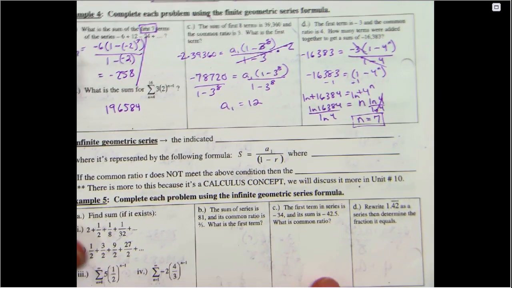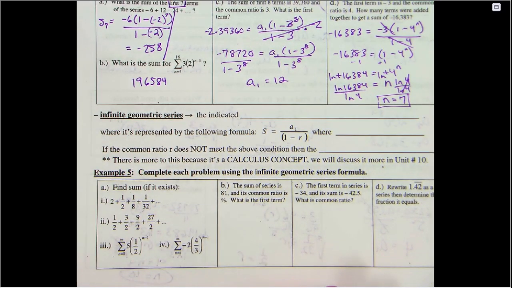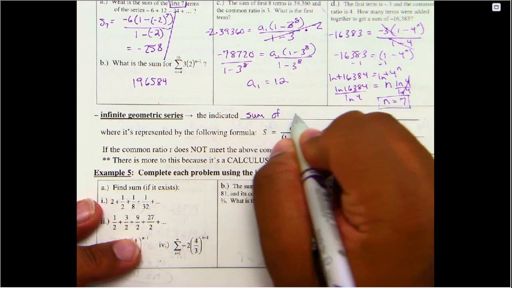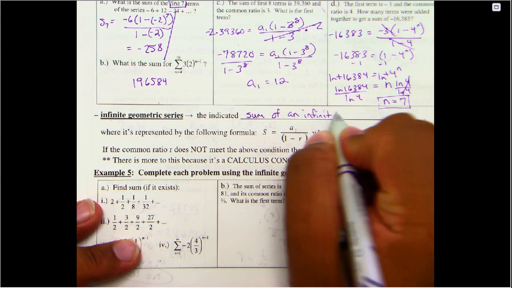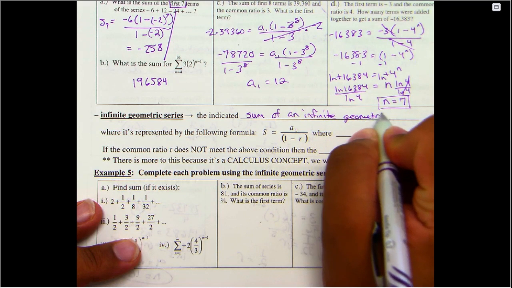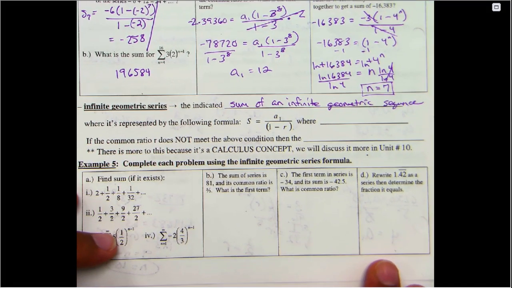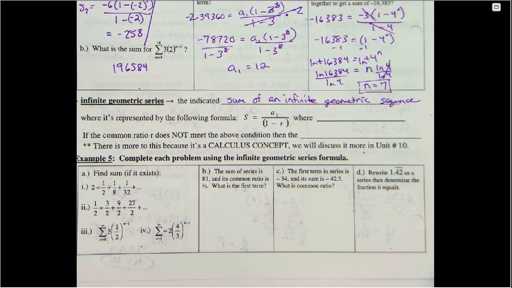All right. The last section, an infinite geometric series. What does infinite mean? Right, it's unlimited. And I know this might seem like a strange idea, but just because you have an infinite amount of numbers does not mean they can't add up to a single number. So this is the indicated sum of an infinite geometric sequence. So we're going to add up an infinite amount of numbers to get a single value.